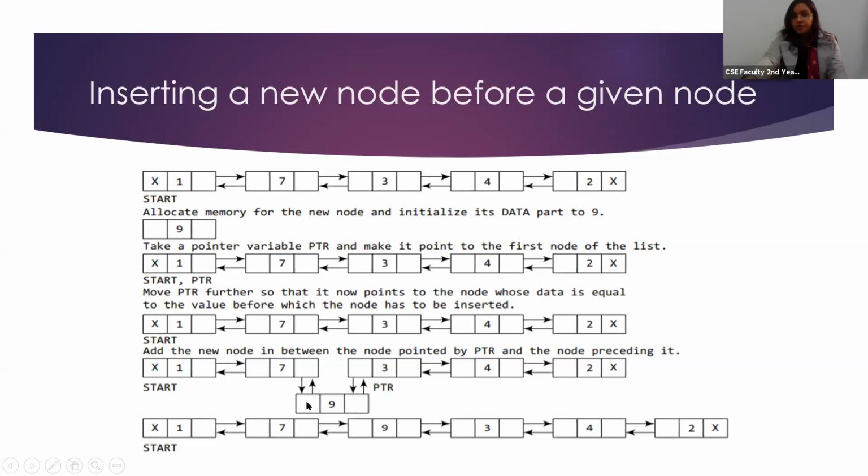And new node previous, this one, new node previous is equal to pointer previous next. Means this part should contain this address. So these two joinings are complete. Left this: new node next equal to pointer and pointer previous equal to new node. If you do it this way, then this new node will come between these two nodes. That is what this figure is saying.